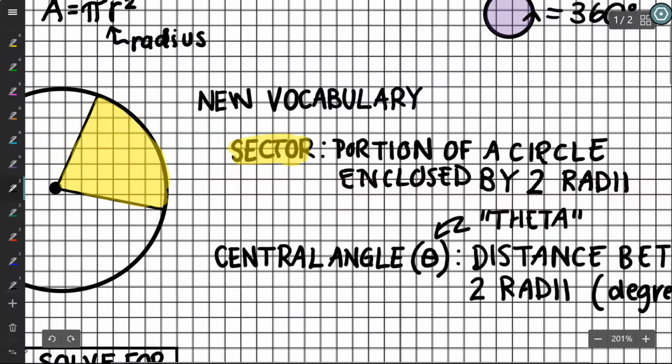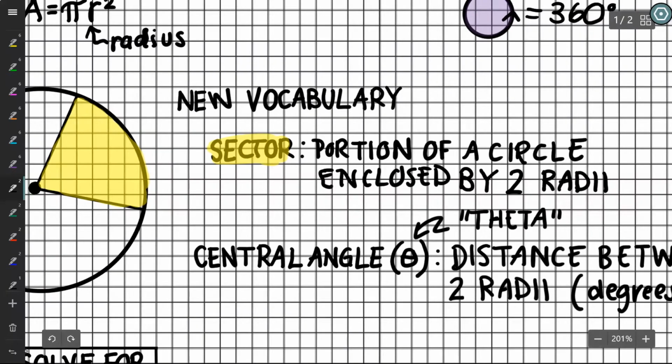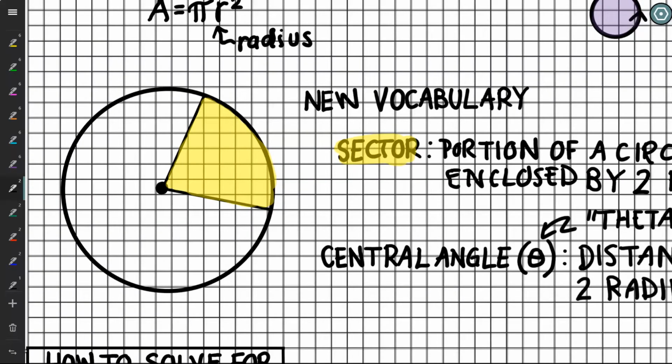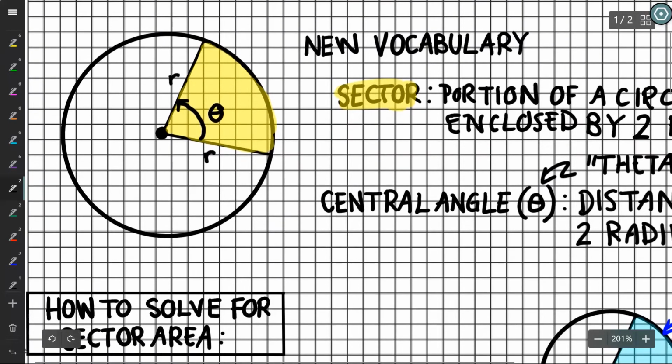So we've seen theta before when we talked about right triangles, and we're using it again here in circles, and it still means the same thing. It just means an angle measure. So here, this angle measure is specifically between, this is one radius and this is our second radius. They have the same measure, that's important to remember, but we're measuring the distance from this radius to this radius here, and that is our theta, or our central angle. Alright, so today we're going to focus specifically on how we solve for sector area.